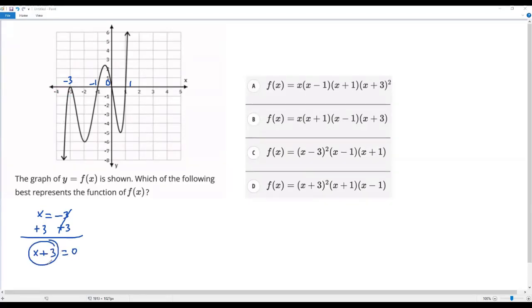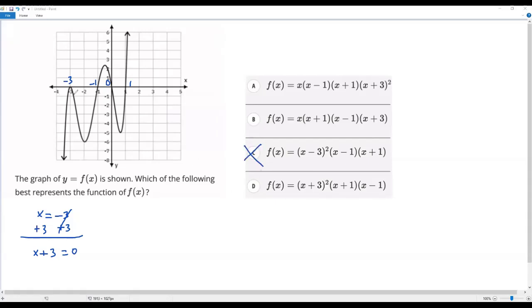Now let's check the options which have x + 3 as a factor. In option A, we have x + 3 as a factor. In option B, we have x + 3. In option D, also we have the factor x + 3. In option C, we don't have the factor x + 3. So we can reject option C.